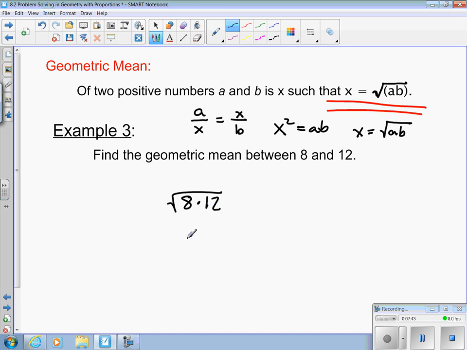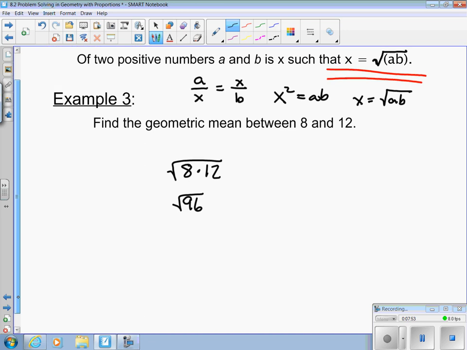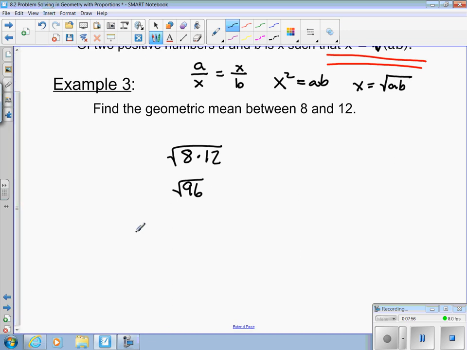8 times 12, 80 and 16, so 96. Square root of 96. As this chapter gets going, we need to know how to simplify square roots. To simplify square roots, you want to break it down into square roots of perfect squares and square roots that are not perfect squares. Looking at this, I know 4 right off the top of my head goes into 96. So 4 is a perfect square. I'm checking my perfect squares.